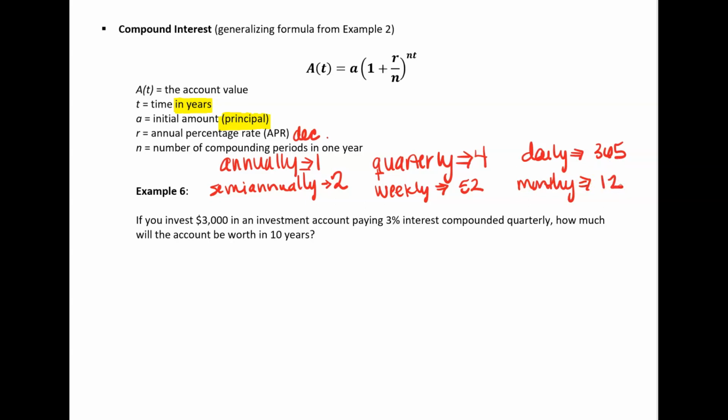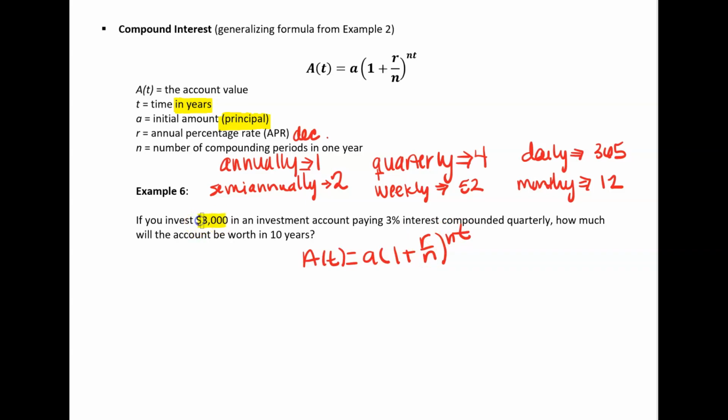And so let's look at this first example and see if we can plug and play and see what we can do with this. So it says if you invest $3,000 in an investment account paying 3% interest compounded quarterly, how much will the account be worth in 10 years? So here's my best advice for working some of these. First, write your formula. You probably heard me say that before. Second, identify all your variables.